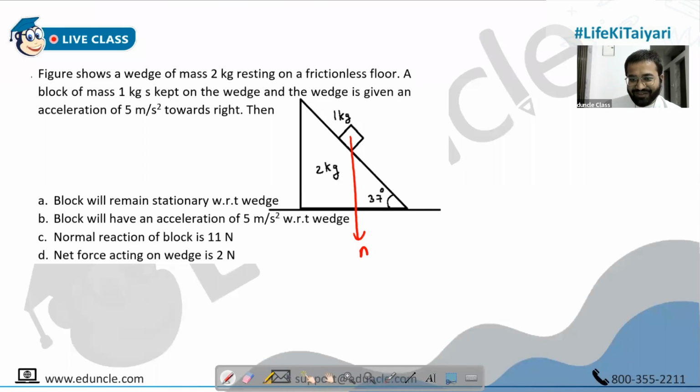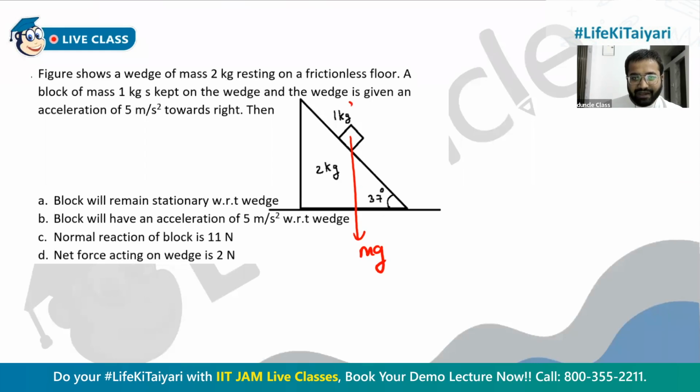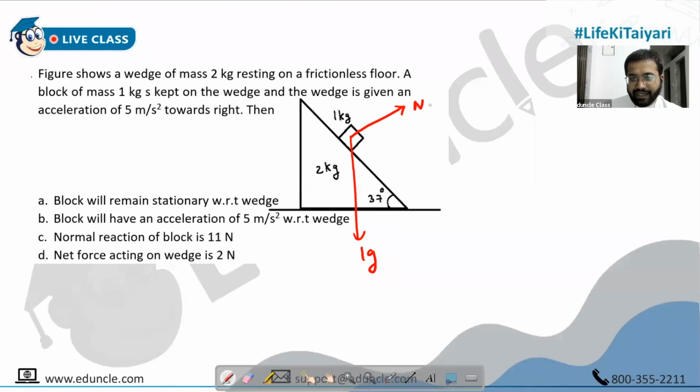Okay, so we have weight mg in the downward direction. M is what, people? 1. So this is 1g. There is a normal reaction N1 in the upward direction. The system is accelerating in the forward direction. It has an acceleration of 5.